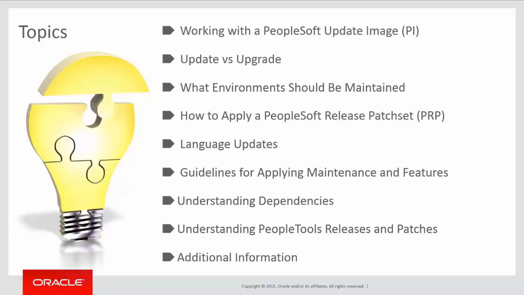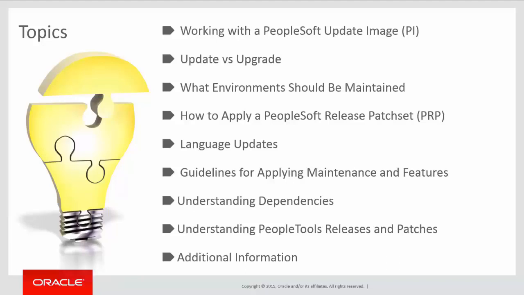What are the environments a customer should maintain and what are they used for? PeopleSoft Release Patchset, that's a useful delivery mechanism to get maintenance to a customer outside the normal update image delivery. What's the best suggested way to apply a PRP? There are special rules for applying language updates. I'll review what they are. Suggested guidelines for applying maintenance and features.